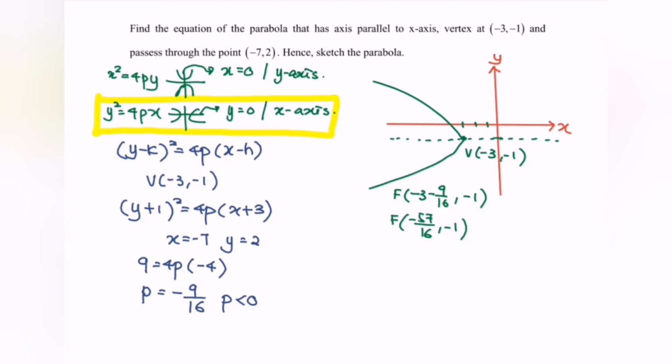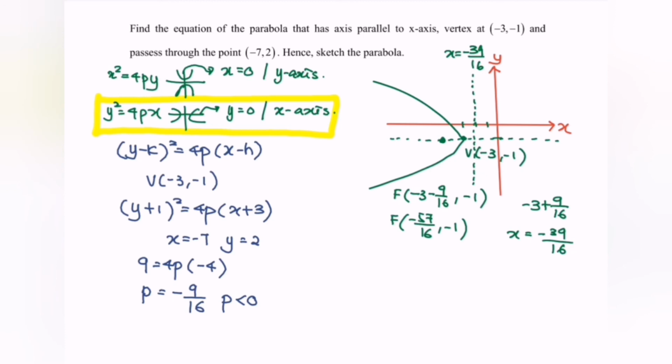Next is to find the directrix. So we refer to the vertex, where we have -3 plus 9 over 16. So the directrix will be x equals -39 over 16. So here we have the focus. Then we have the directrix, which is x equals -39 over 16.